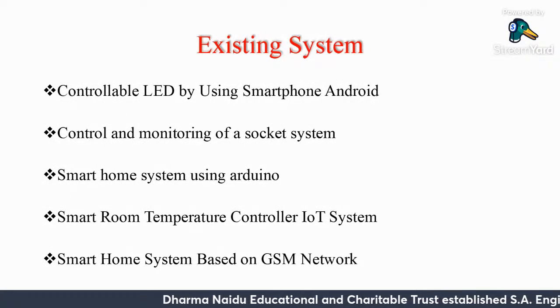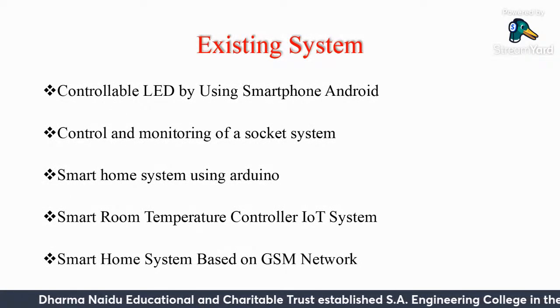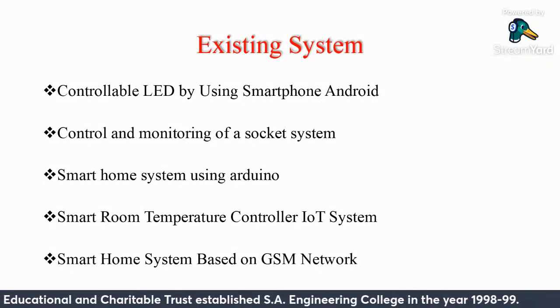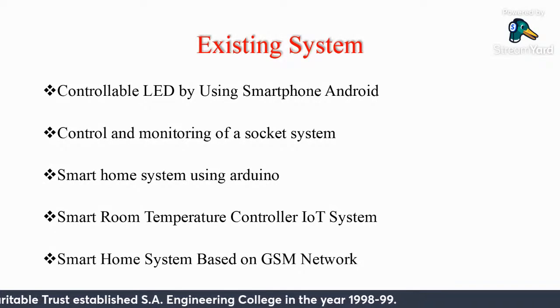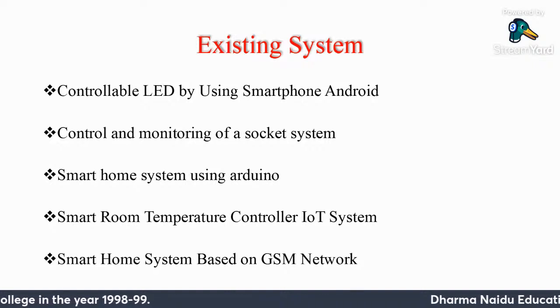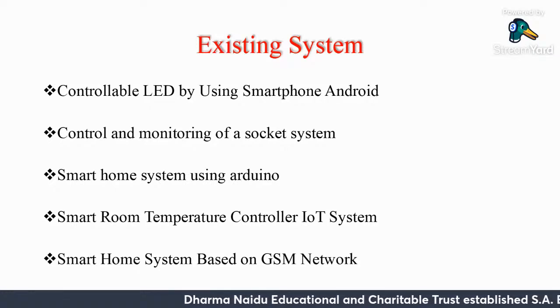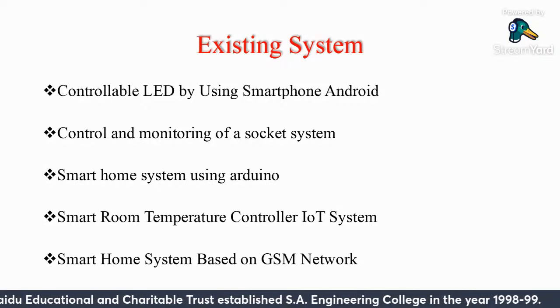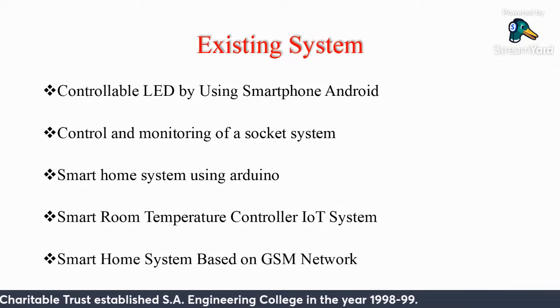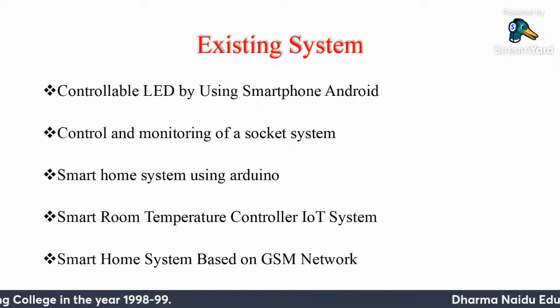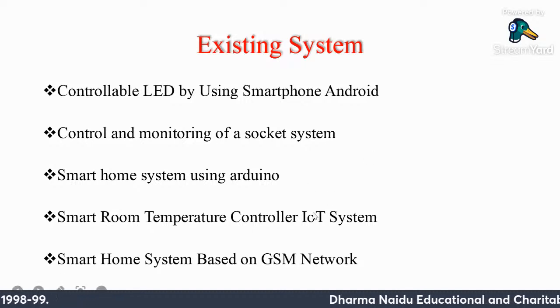Next, coming to the existing systems. Here, the existing systems were controllable LED using smart Android, control and monitoring of socket systems, and smart home system using Arduino. In our system, we are using a different microcontroller. I will discuss it later, but in this system it is Arduino. And next, smart room temperature control by means of an IoT system, and a smart home system based on GSM. The GSM in the slide denotes Global System for Mobile communication.